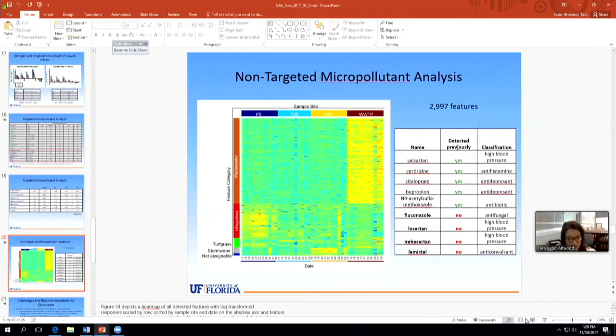And so here we show a heat map of all the detected features with log-transformed responses scaled by row, sorted by sample site and date down here on the bottom, and on the y-axis here, the feature category, whether they're typically found in wastewater, turf grass, or stormwater.